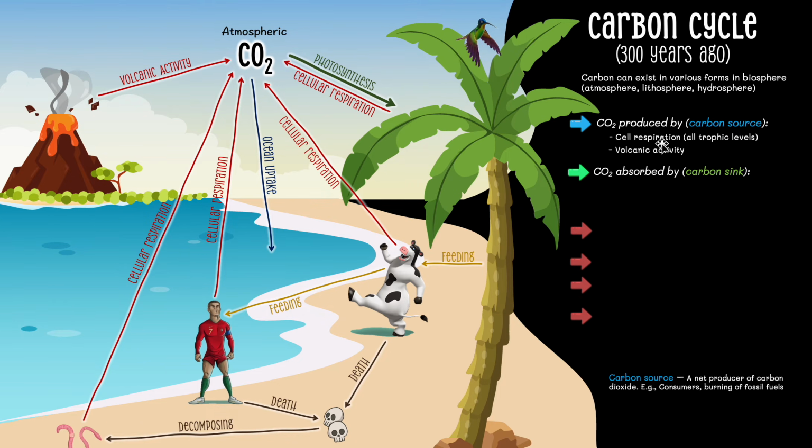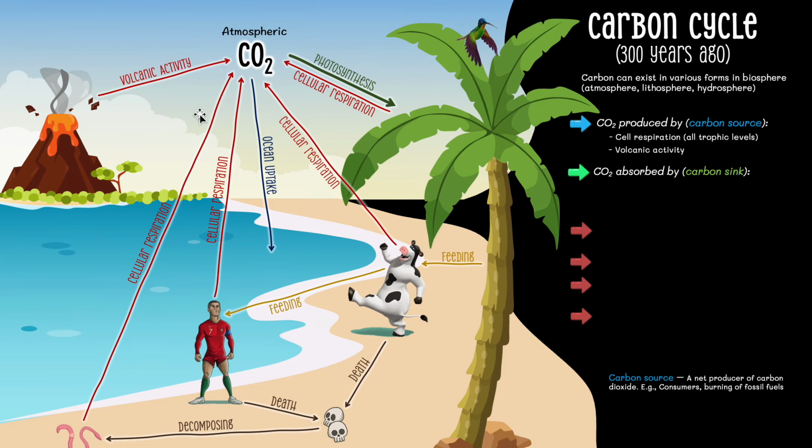Cell respiration. Let's take a look at Ronaldo here. He's an organism, and when he eats food, he's going to break it down to make ATP. As a byproduct, we know we make carbon dioxide, which he's going to exhale, and it goes into the atmosphere, right? That's one way. Even this cow can do it. Even this detritivore can do it, okay? Any kind of decomposer can do it.